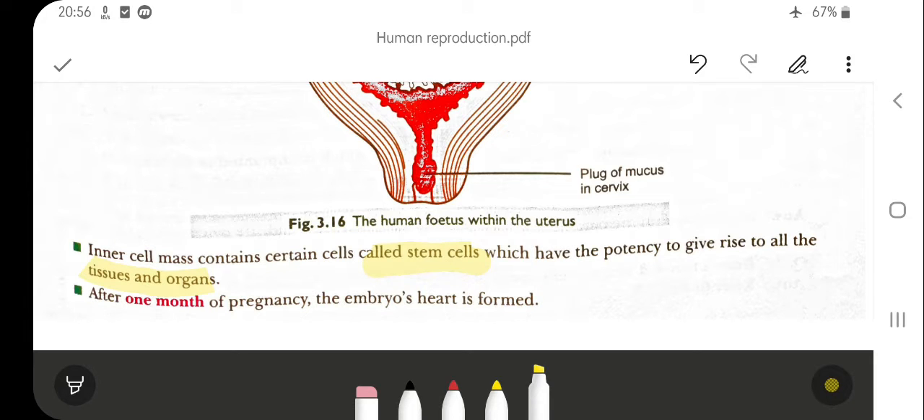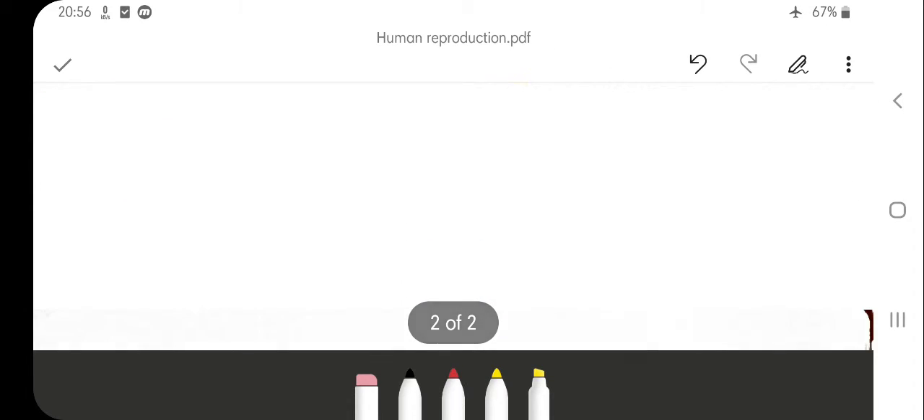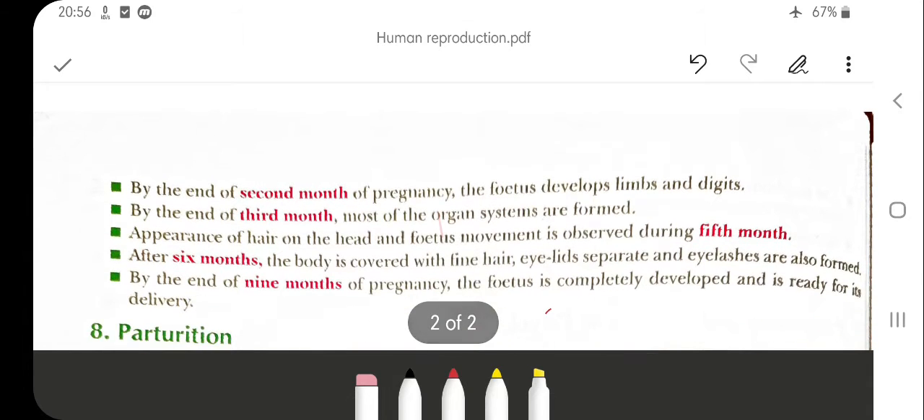Now, the various organs and tissues are going to develop from the blastula to gastrula, from gastrula to the embryo, from embryo to the fetus, and then to the child. That period is known as the gestation period, and the duration of the gestation period is 9 months. After 1 month of pregnancy, the embryonic heart is formed. So these are the various changes or development that take place in the embryo month after month.